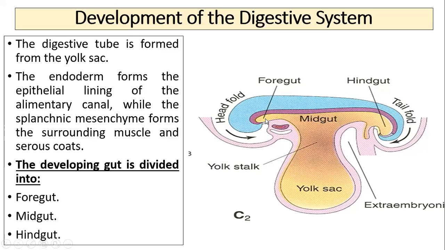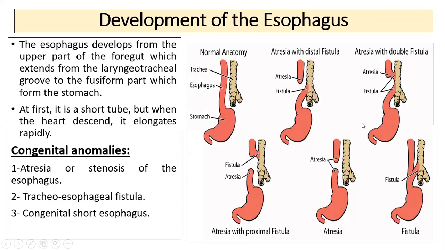So the endothelial lining forms the epithelial lining of the alimentary canal, while the splanchnic mesenchyme forms the surrounding muscles and the serous coat. Around that will be the splanchnic mesoderm, which will form the muscles and other parts of the GIT. The main endothelium lining will be from the yolk sac. The developing gut is divided into three parts, as I said before: foregut, midgut, and the hindgut.